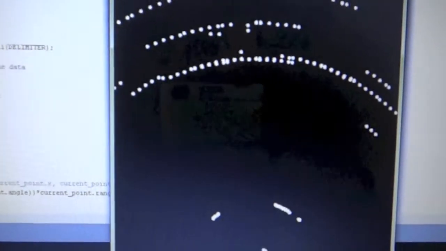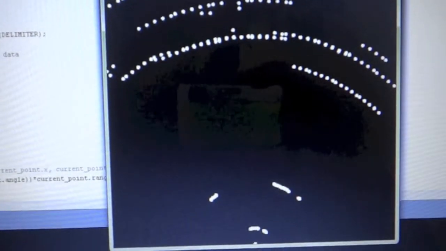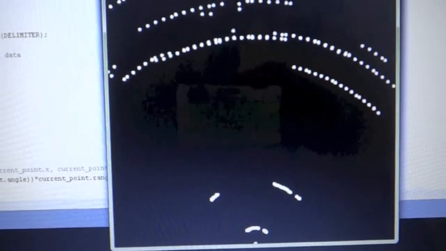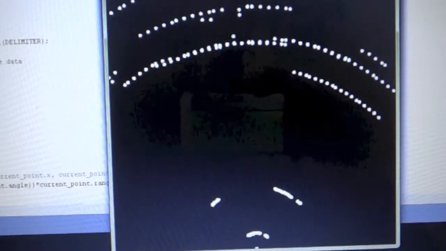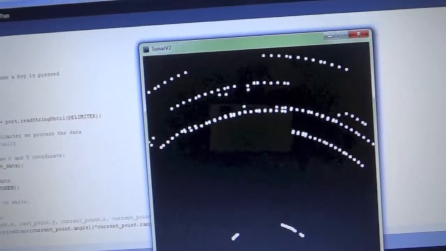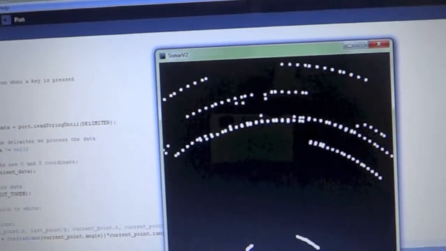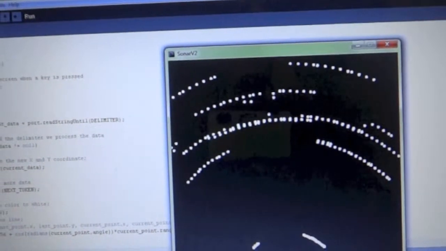So if I put my hand in front of the sonar, you'll notice that things are starting to get a lot closer. If you look at the bottom of the screen, you'll see that the dots are appearing much more frequent and closer. And then when I move my hand, you'll see many dots appearing closer to the top.